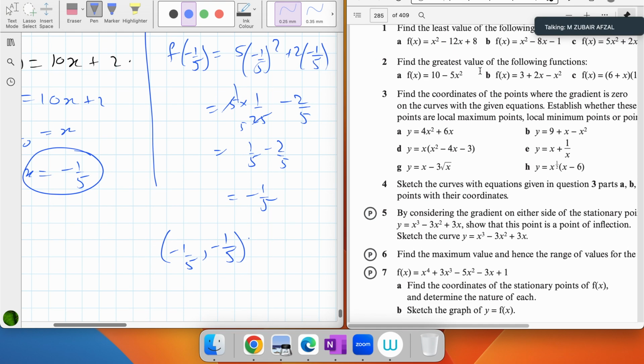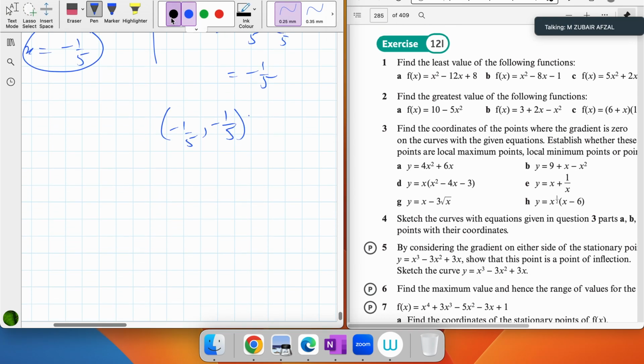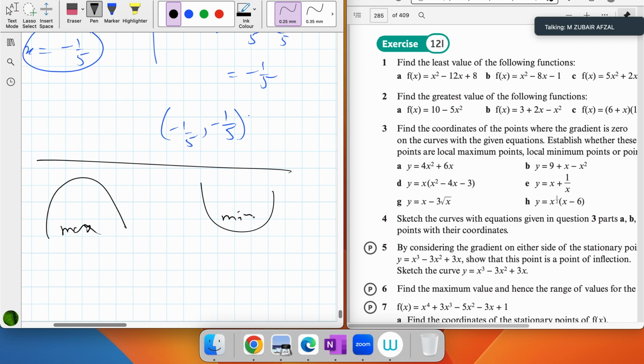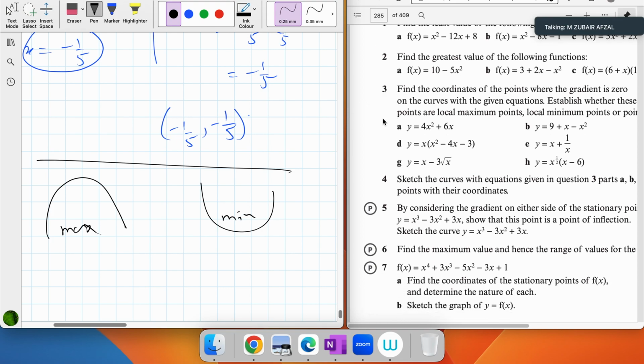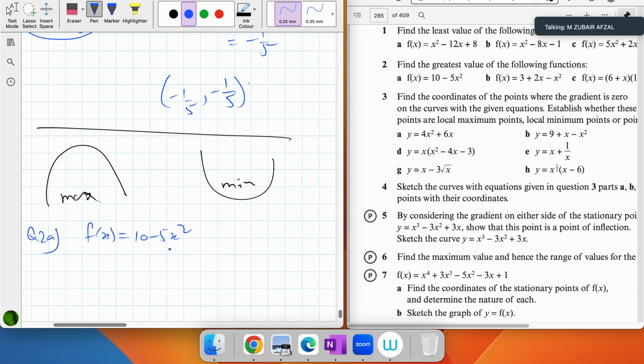Second question says find the greatest value of the following functions. Now this is actually a sad face, and you can see the coefficient of x square is negative. This will give you max value, this will give you minimum value, greatest or least. So find the greatest value of the following functions. Question 2a. F of x is equals to 10 minus 5x square.